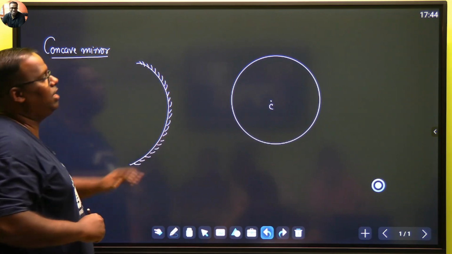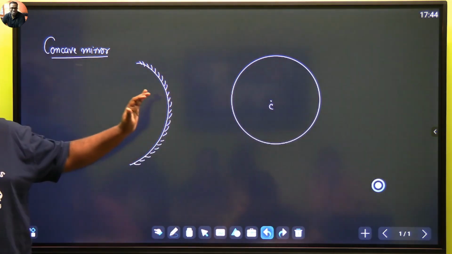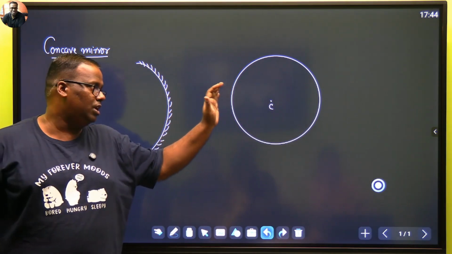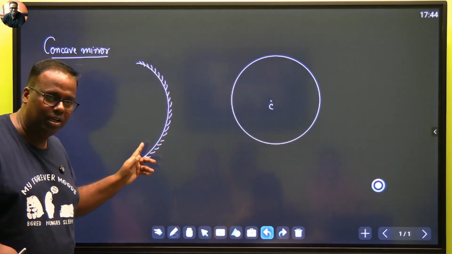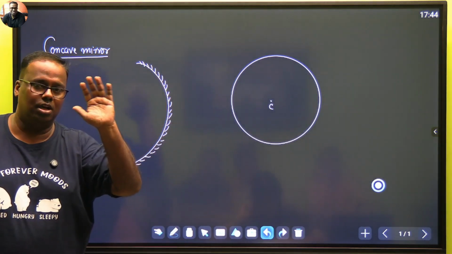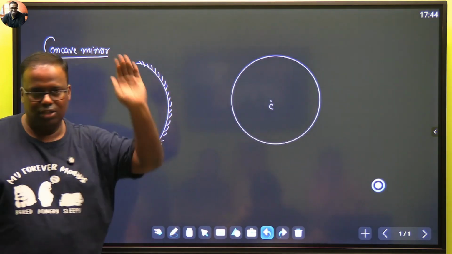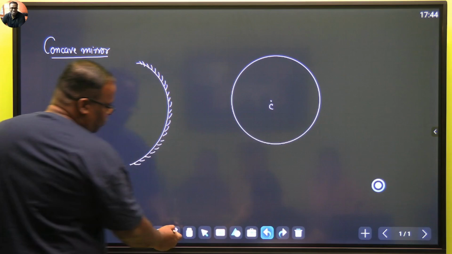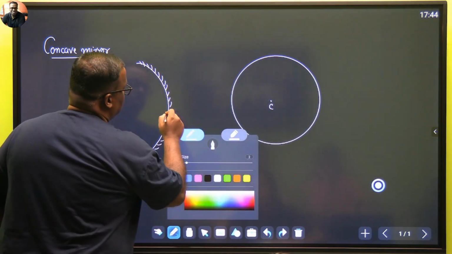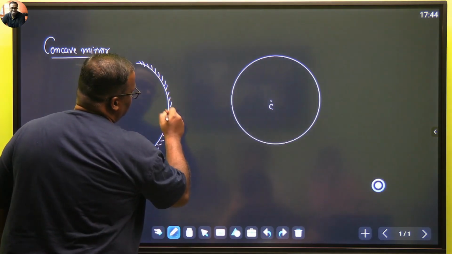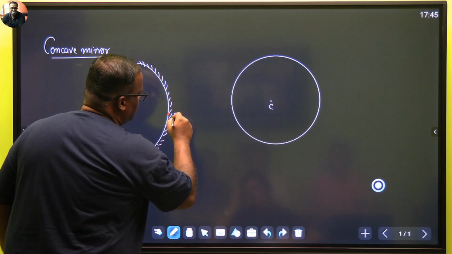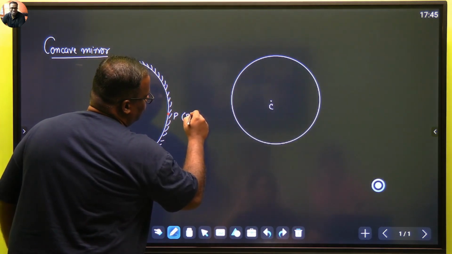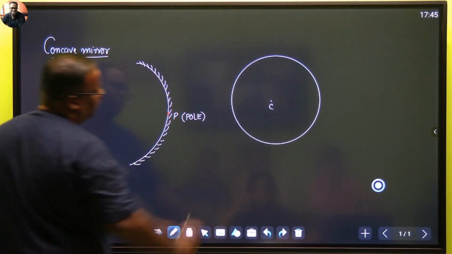Now, since you have taken a patch out from the glass sphere or the mirror sphere, that patch will have a center. Imagine, children, this is not a broken bangle. This is like a saucer, a cup saucer, as I told you, like that Jewish cap. Here we will have something known as the center of this particular mirror, and this center of the mirror is always denoted by P, known as the pole of the mirror. This is the pole of the mirror.